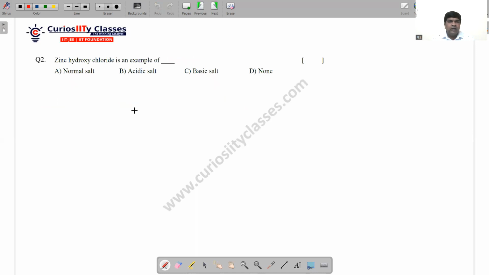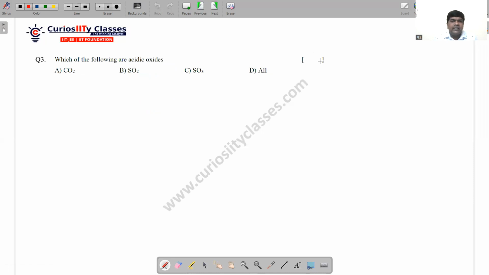Question number 2. Zinc hydroxychloride is an example of option A, normal salt, option B, acidic salt, option C, basic salt, and option D, none. Zinc hydroxychloride is a basic salt. Option C is correct.